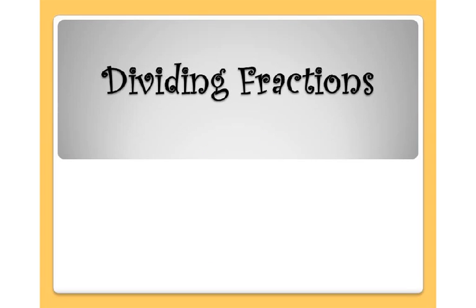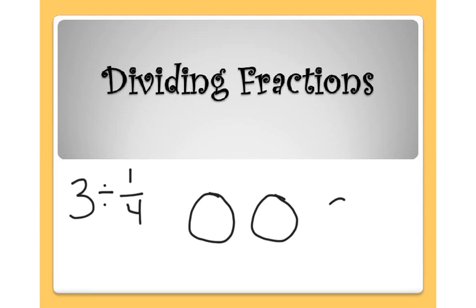Now, if I show you that with fractions, it would look like this. If I had 3 divided by 1/4, I have 3 items, and I'm going to put them in groups of fourths. So, first thing I need to do is cut these into 4 equal pieces, so I have fourths. So, I've got 3, and I cut them into fourths, or groups of fourths.